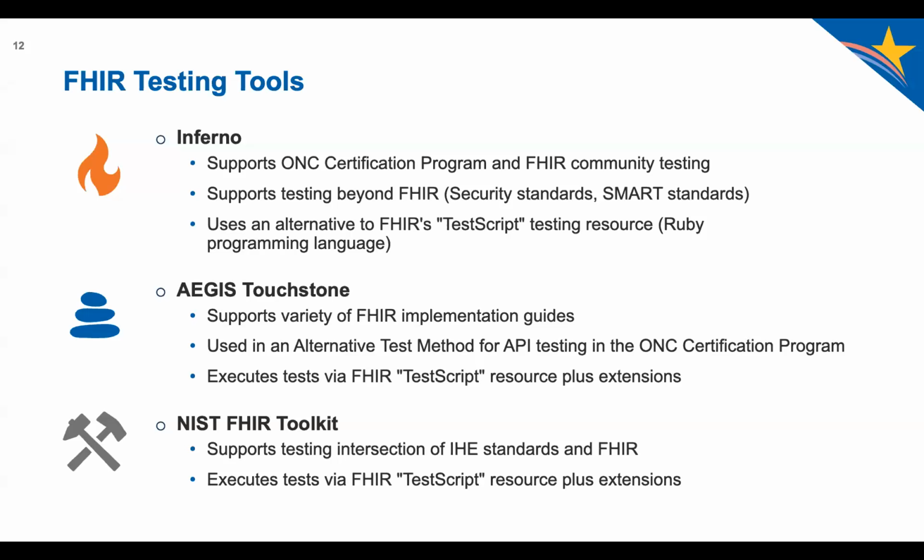Second on this list is the Aegis Touchstone tool. Touchstone provides testing for many FHIR implementation guides and also supports testing for the ONC G10 standardized API for patient and population services criterion and is designated as an ONC alternative test method. Touchstone uses and extends the FHIR TestScript resource as a means to write FHIR tests.